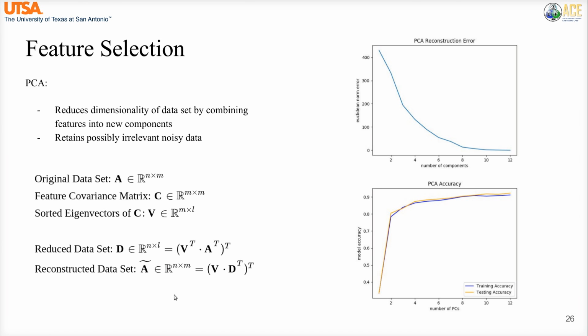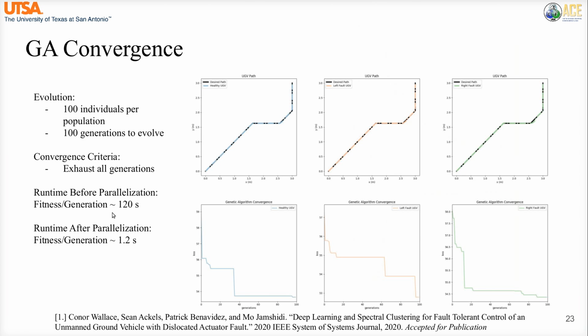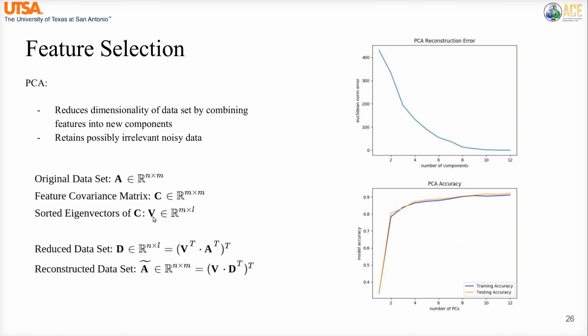But the process of doing it is you have, in your original data set A, you compute a feature covariance matrix. So it's the covariance between each of the features in your data set. And then you compute the eigenvalues and the eigenvectors of your covariance matrix, and you store your eigenvectors in V. And the idea with this is your eigenvalues, which are sorted from highest to lowest, will explain the most variance to the least variance in your data.